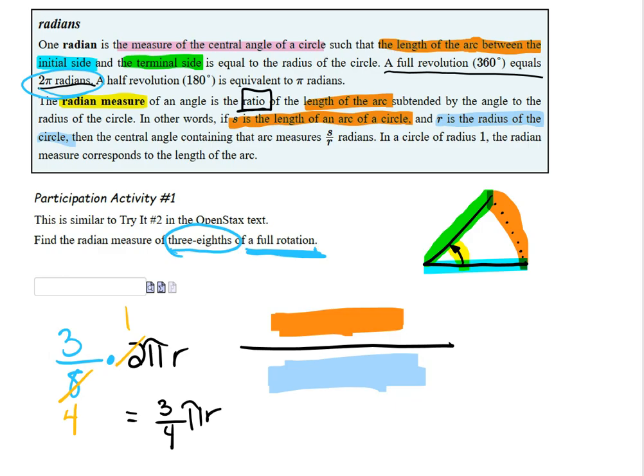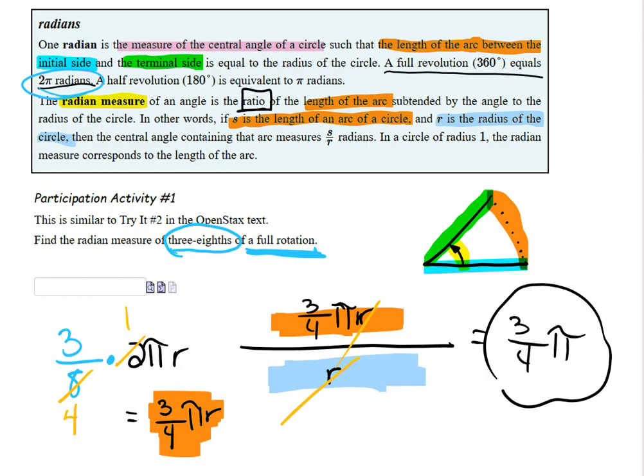That is my measure of my arc length, because it's 3/8 of a full rotation. A full rotation is all the way around the circle. We just want 3/8 of it, which ends up being 3/4 pi radians. And then you have to divide that by whatever the radius of the circle is, which is the r. And of course, those r's are just going to cancel out. So I'm left with 3/4 pi.